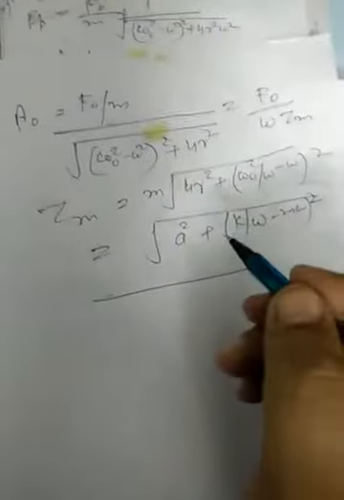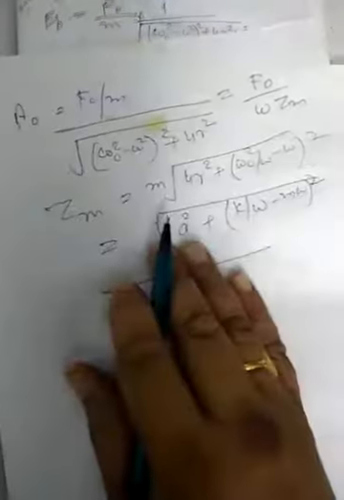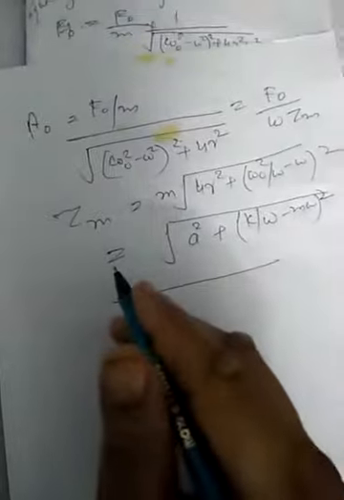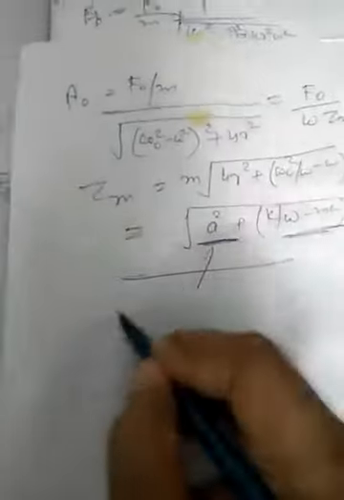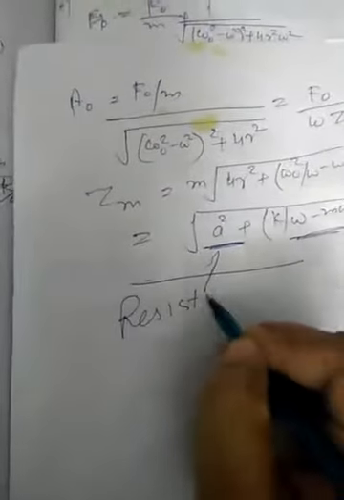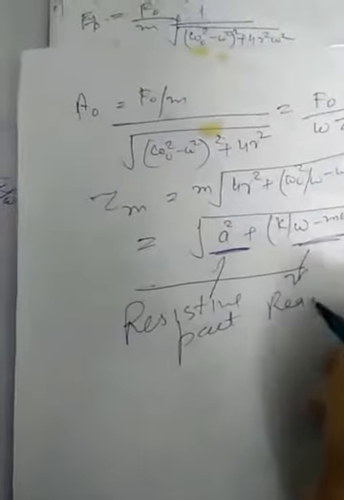So the impedance consists of two parts. One is k by m, another is a by m. One is called the resistive part, and the other is called the reactive part. So this impedance consists of this one and this one. This part is called the resistive part, and the other part is called the reactive part.